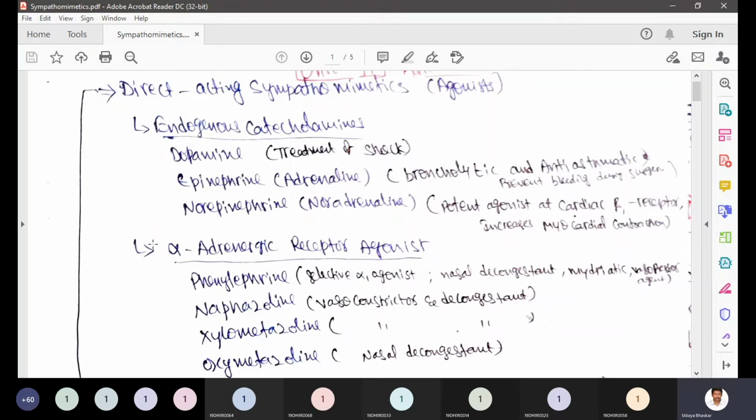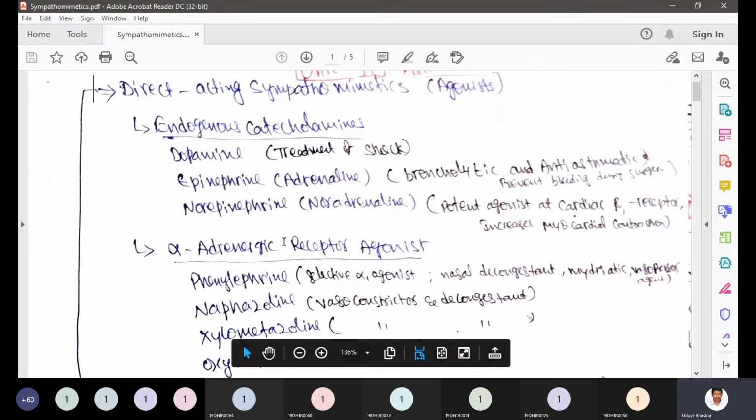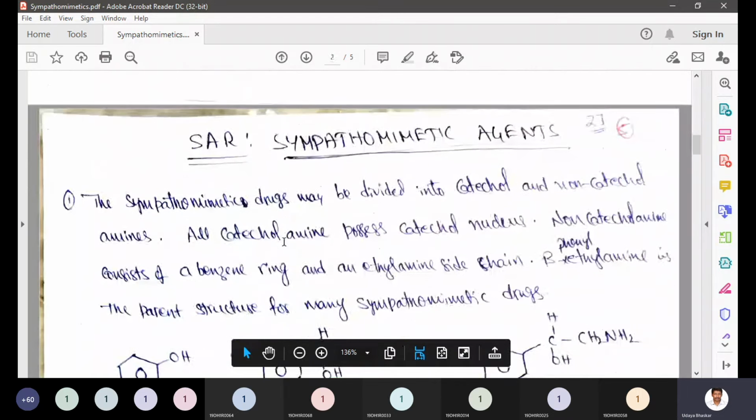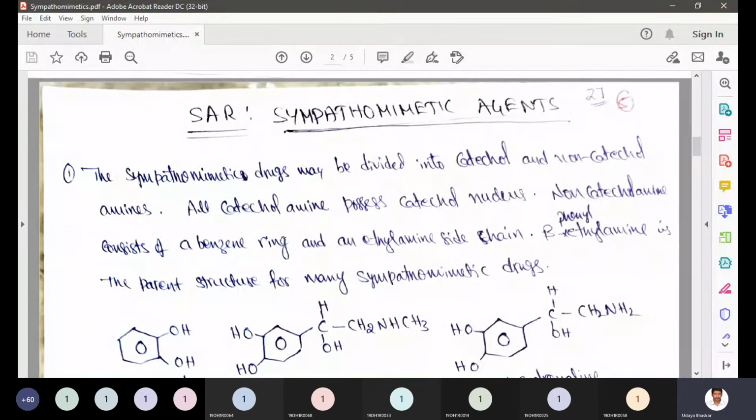He may ask you to classify sympathomimetics, or write the therapeutic uses of so and so drugs, maybe epinephrine, phenylephrine, and xylometazoline, and write the pharmacological actions. Pharmacological actions you will learn in your pharmacology subject. Okay, and let us move further with the structure activity relationship of sympathomimetic agents.